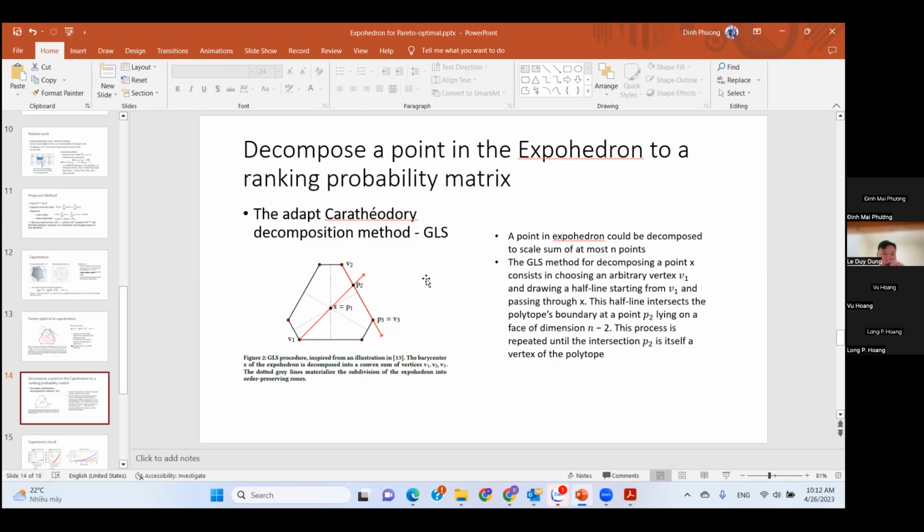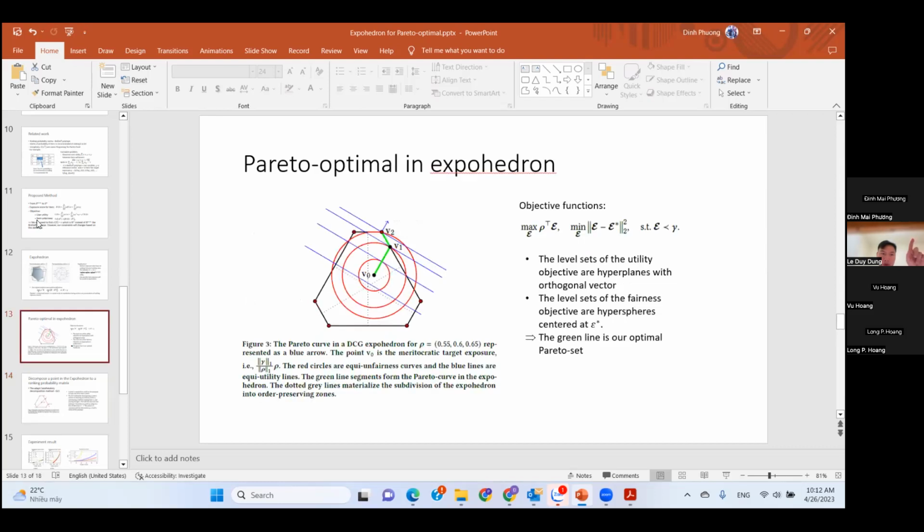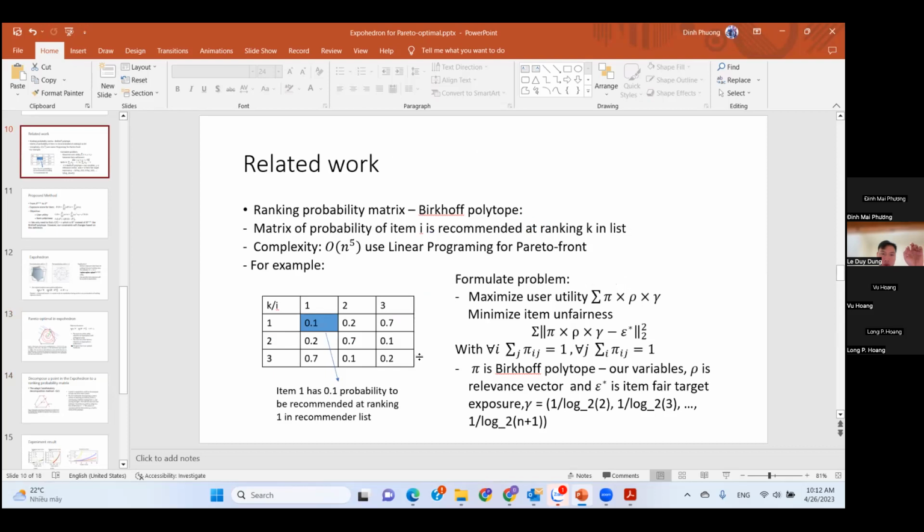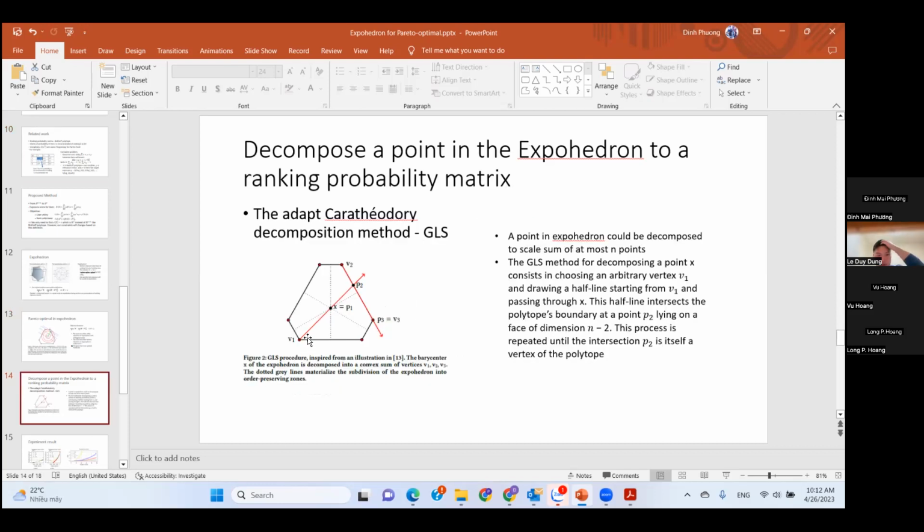I see. So this is basically the procedure to go from a point in the Expohedron to some kind of probability matrix over items. Instead of the whole point here, it decomposes into, say, 0.2 being this order, 0.2 being this order, and maybe the last 0.6 being this order. So you just need sampling for that. Okay, I see.